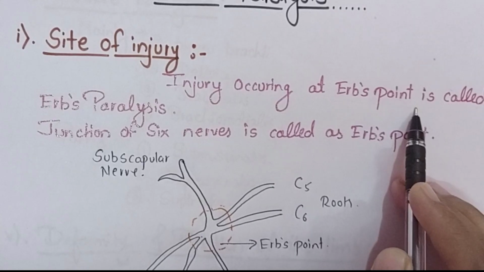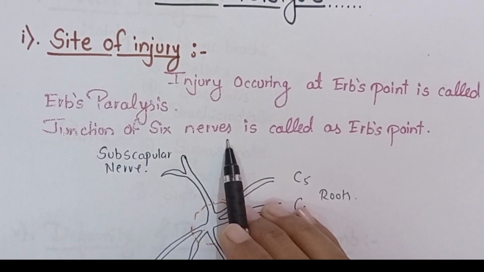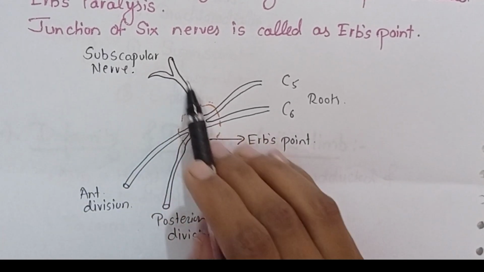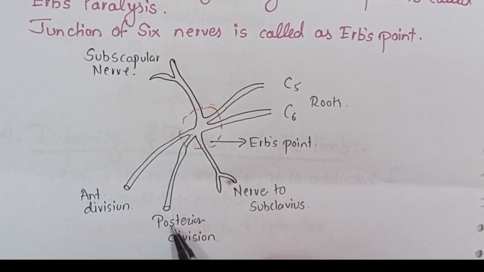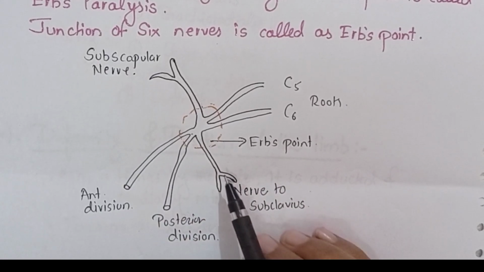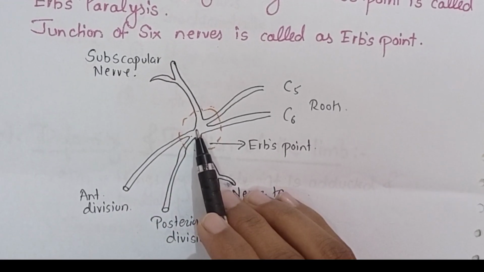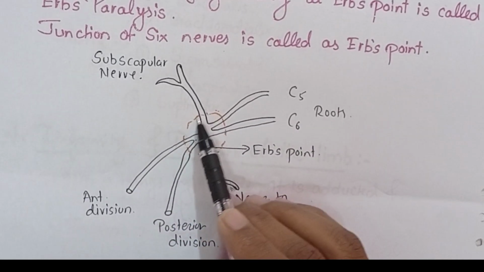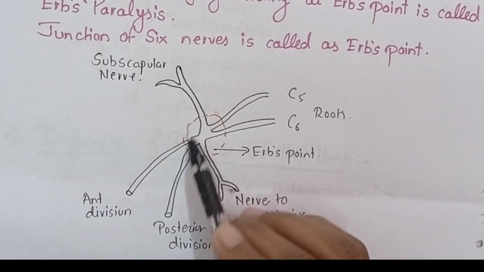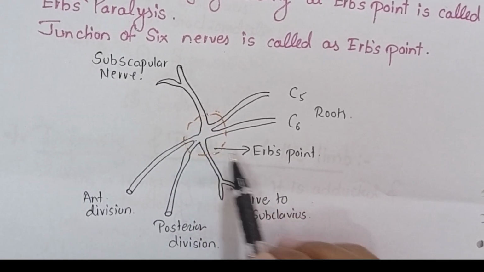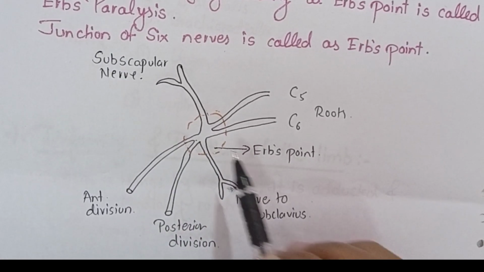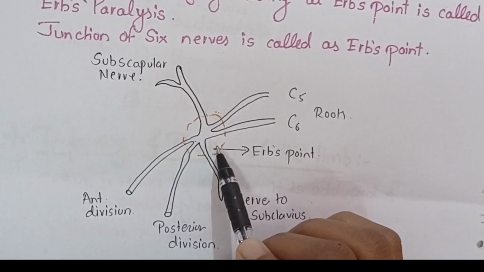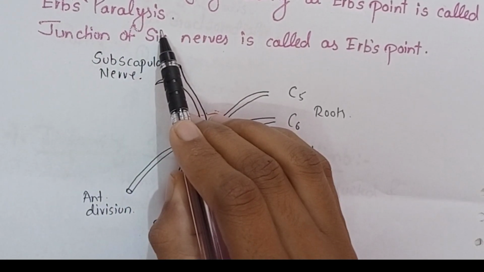What is the Erb's point? The junction of the 6 nerves. Here diagrammatically we can show that here it is the suprascapular nerve, anterior and posterior division, whereas this is the nerve to the subclavius and this is the C5 and the C6 roots. Here is the meeting point of all of these 6 nerves, which is called the Erb's point, and the injury occurring at this point or surrounding this point may result in Erb's paralysis.